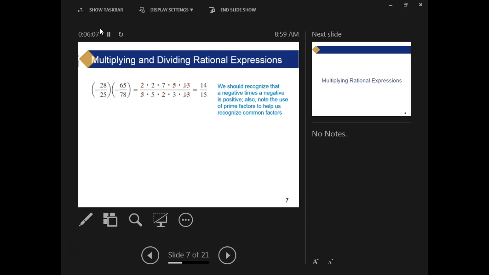2 won't go into 65. 3 won't go into 65. 4 won't go into 65, well, 4 is not a prime number. But 5 will go into 65. How many times? 5 will go into 6 once, and 5 will go into 15 3 times, so 13 times. Let's do the same to the denominator. What's the smallest prime number that will go into 25? 5 times what? 5. Both prime.